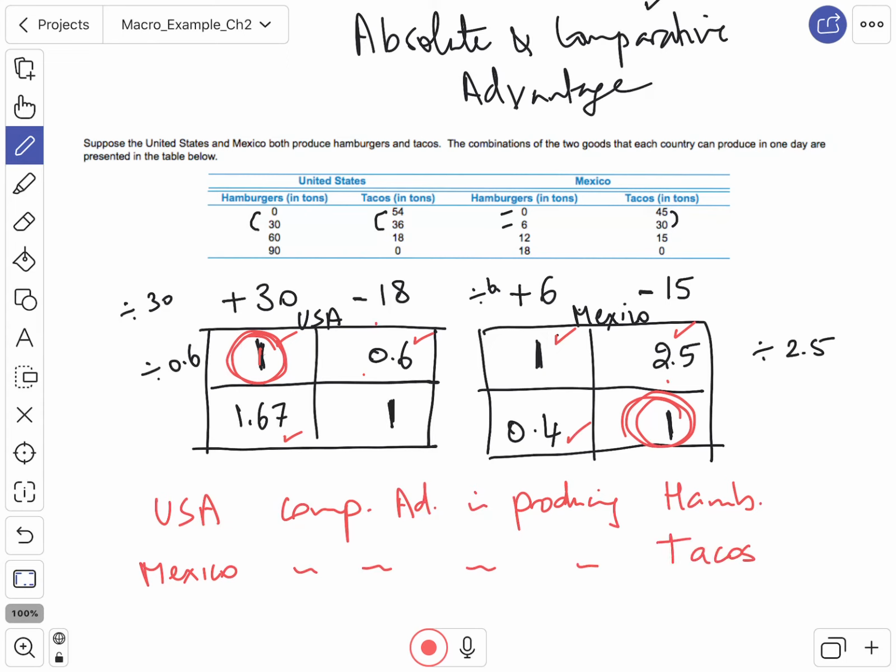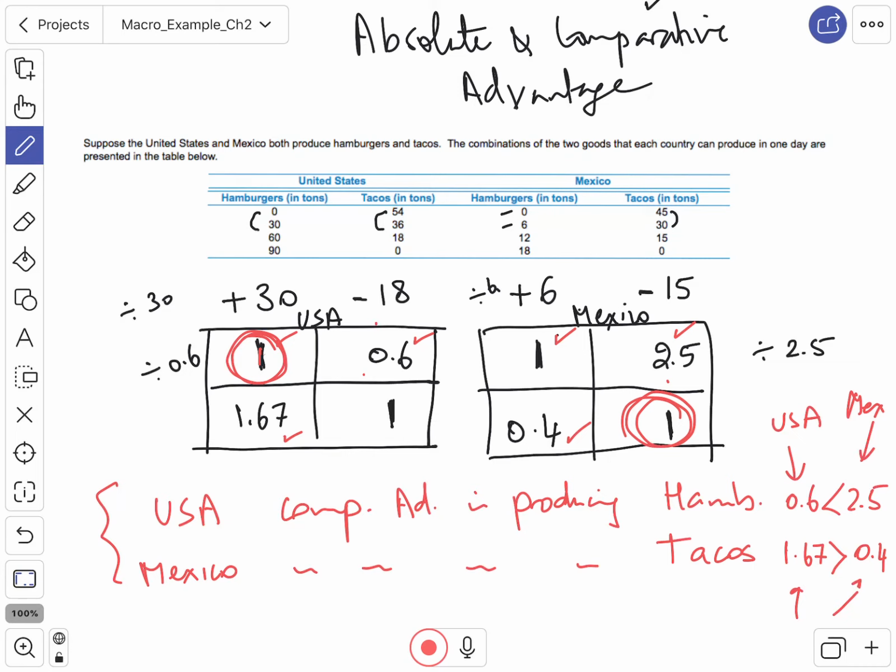Okay, why? Because here we can see that 0.6 is less than 2.5, so the cost in the USA would be less than the cost in Mexico. And here we can say that in the USA the cost was 1.67, which is much greater than the cost in Mexico of 0.4. So it's much cheaper in Mexico as compared to the USA, and that's why Mexico has a comparative advantage. Okay?